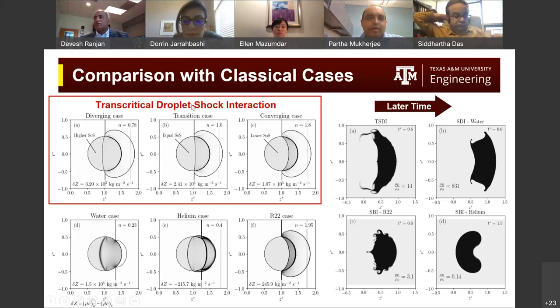Dorrin, this is a simple one. Could you define acoustic impedance for me? Because I deal a lot with impedance, electrochemical impedance, thermal impedance. I know it's a definition for you, but could you remind me the definition? Yeah, this is right here. This is the density times the speed of sound of the droplet minus the same of the surrounding fluid. Okay, wonderful. Thank you.